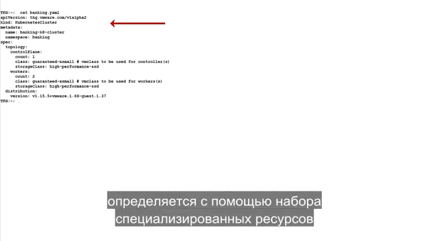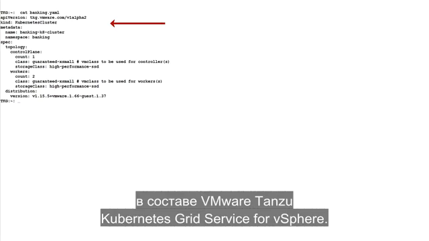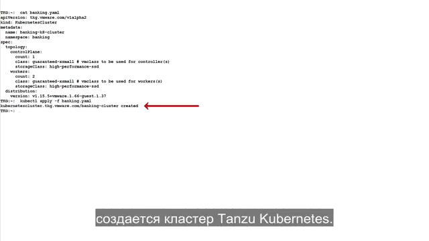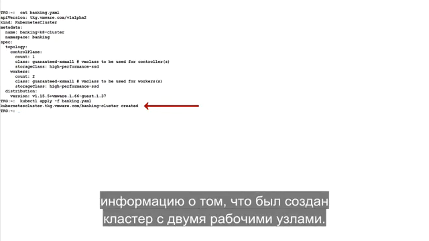This is a simple declarative YAML specification for a Kubernetes cluster. The Kubernetes cluster kind is defined through a set of custom resources that are part of the VMware Tanzu Kubernetes Grid service for vSphere. Applying that YAML specification creates your Tanzu Kubernetes cluster. The kubectl get command shows we created a 2-worker node cluster.